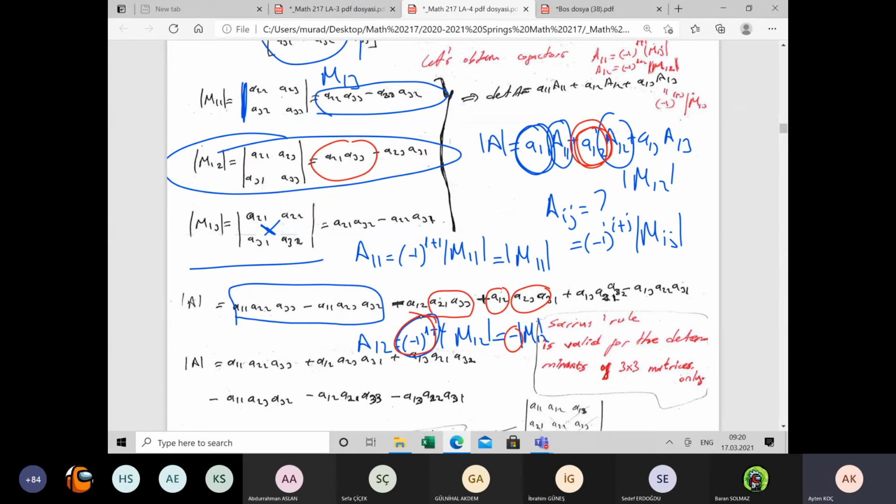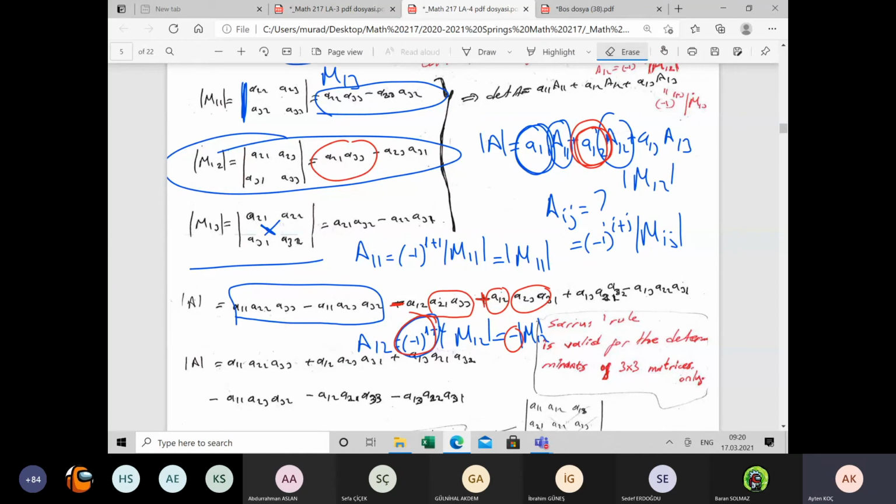It's okay. And then the next one, compute this one: a sub 1,3 multiplied by the corresponding cofactor capital A 1,3. It's okay. So multiply this one, and we obtain this term, and this one is the last term.